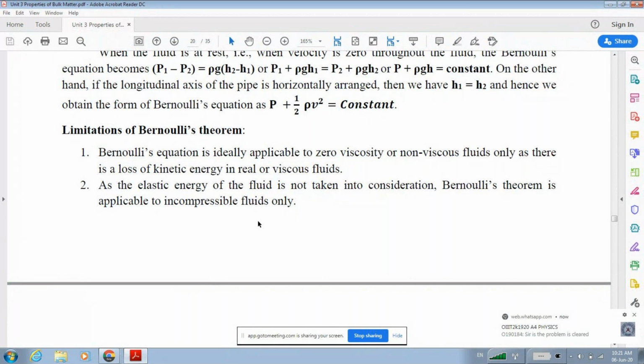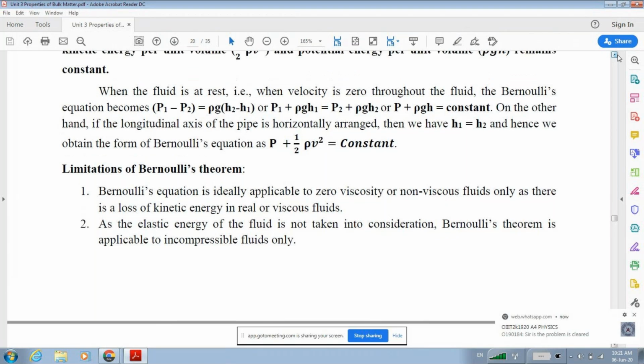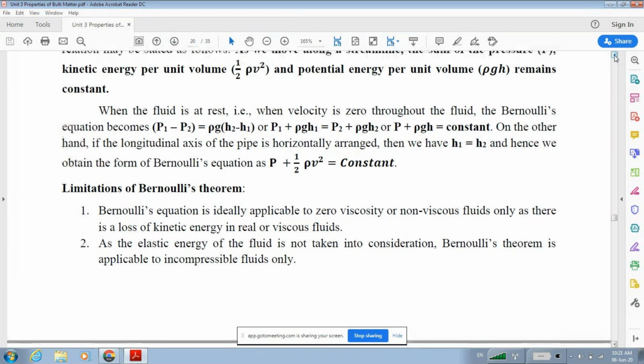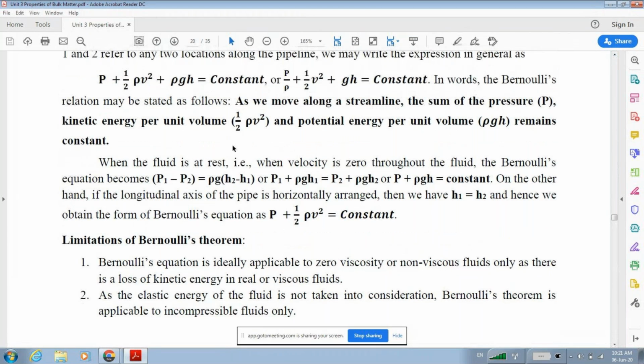So Bernoulli's theorem means this: as we move along this streamline, the sum of pressure, kinetic energy per unit volume and potential energy per unit volume remains the same, or constant. In terms of an equation, we say P plus half rho v square plus rho gh equal to constant, or if we divide by density rho, we can also write it as P by rho plus half v square plus gh equal to constant.